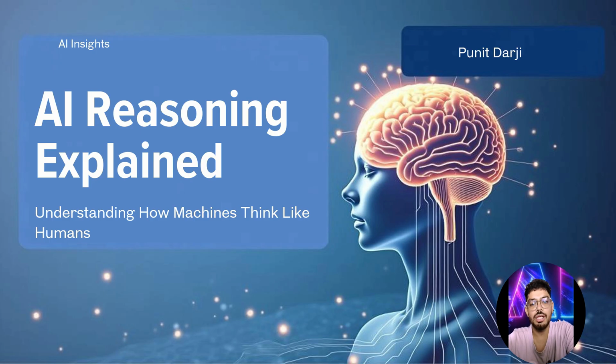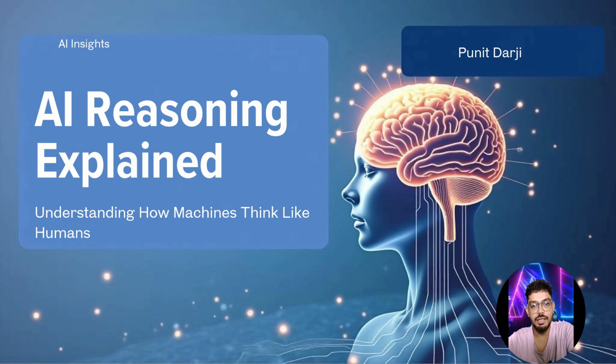Let's move to AI reasoning attack or vulnerability, or is it a vulnerability or functionality? Let's understand it. So first of all, what is AI reasoning? AI reasoning is the ability of an artificial intelligence system to mimic human-like logic, deduction, and decision making.